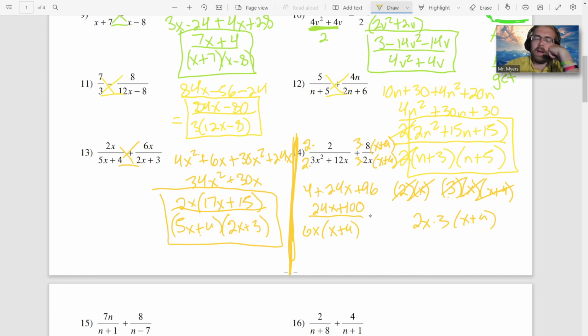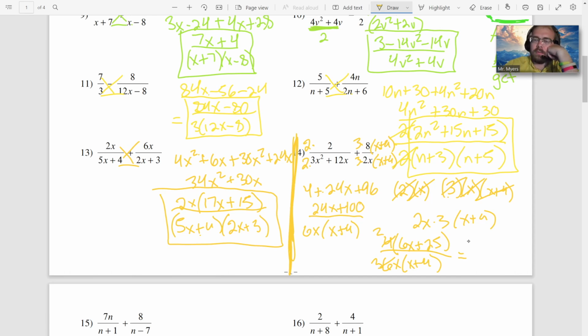And then let's see if the top factors out. So it looks like we can factor out a 4, and that's probably the largest thing because they both don't go into 8 and 100 doesn't go into 3. So we can take out a 4, and we'd have 6x plus 25. And then over here we have 6x, x plus 4. Boom, boom, 2, 3. So then that's it. That's as far as we can go.